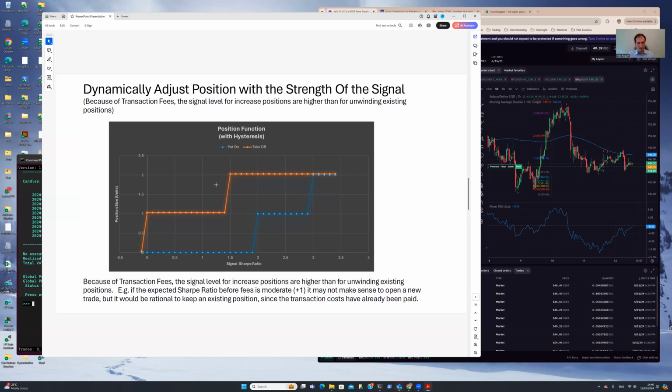One more thing that's needed for the trading strategy is to figure out how I'm going to adjust my position dynamically as a function of the strength of the signal. One feature I've used is different functions for putting trades on and taking trades off to account for transaction costs. Effectively, I'm a little bit more cautious putting on new trades because I know I'll have to pay two-way transaction fees.